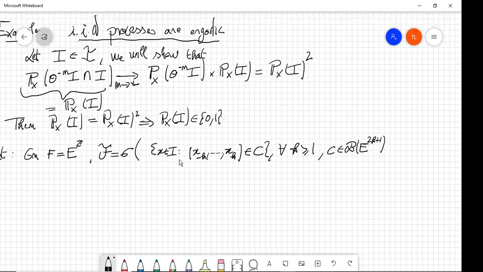So you look at this kind of events. It only involves a finite number of coordinates, between time minus k and time k, and this kind of cylinder set forms what is called in measure theory an algebra. And when you have a sigma field generated by an algebra, you can always approximate an element of the sigma field by an element of the algebra in the following way.